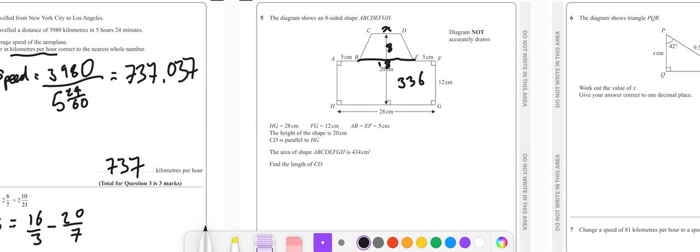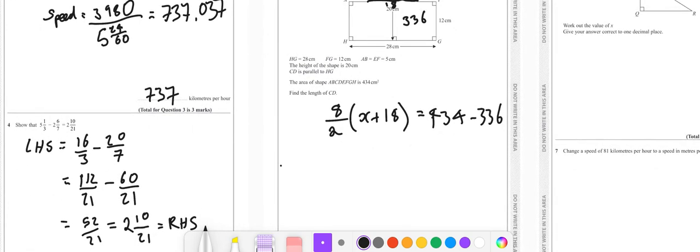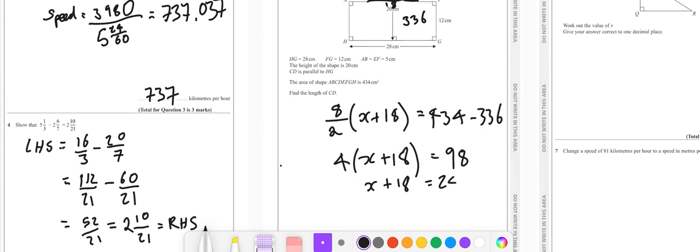So we know that 8 over 2 times x plus 18 equals 434 minus 336. That's the area of the trapezium. So we've got 4 lots of x plus 18 equals 434 minus 336, which is 98. I'm going to divide by 4. 98 divided by 4 is 24.5. Minus 18 is going to give me 6.5.